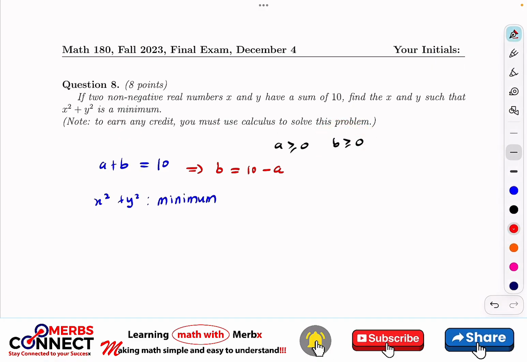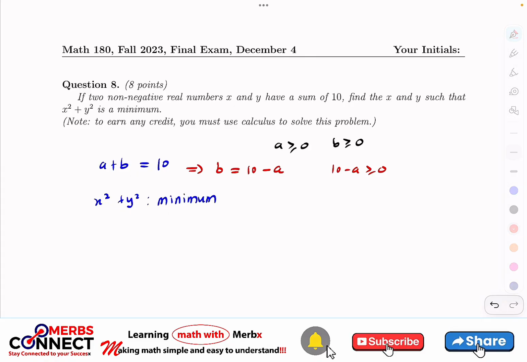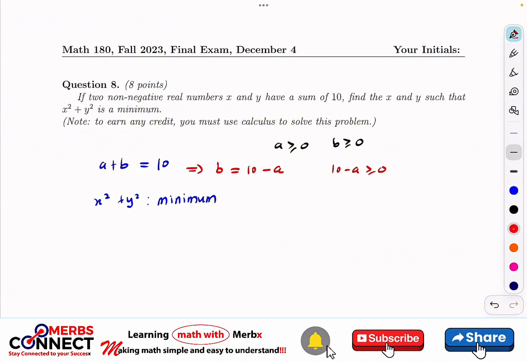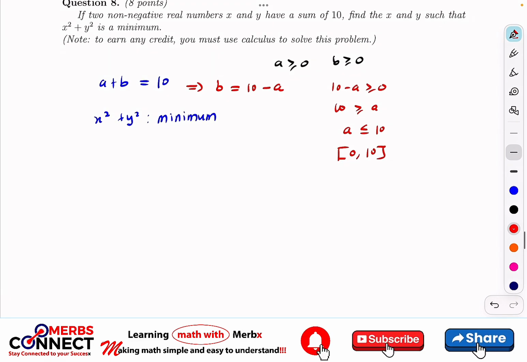b is greater than or equal to 0, so 10 minus a is greater than or equal to 0, because b is equal to this. Let's find a. I add a to both sides, so I have a is greater than or equal to this, and this is the same as a less than or equal to 10. So our domain is going to be 0 and 10. Nice.